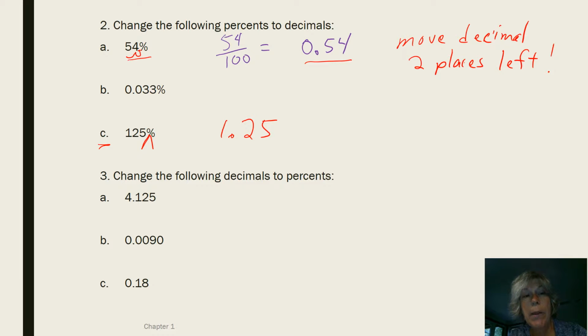Okay, the next one is a very small percent, and it's going to be an even smaller decimal. I'm going back to part B now. I'll move the decimal point from here 2 places to the left, which gives me 0.00033.